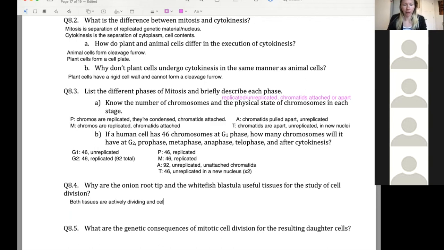And the cells are in active mitosis. They're in various stages of mitosis. Yeah, exactly. Very simple answer. Don't need any more detail than that.